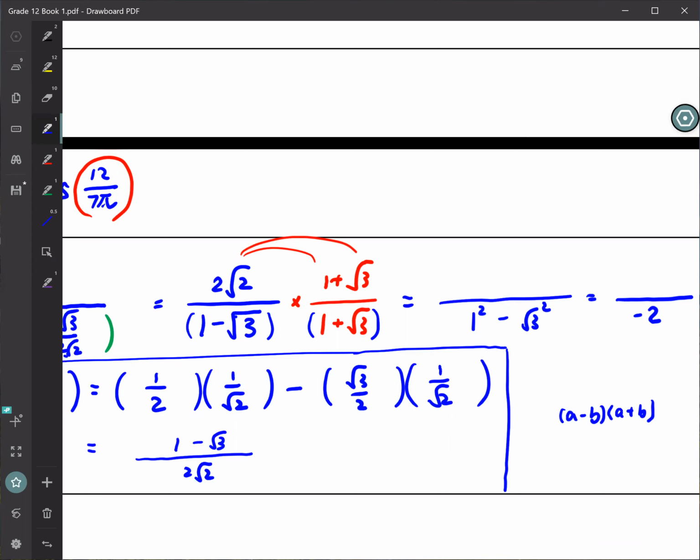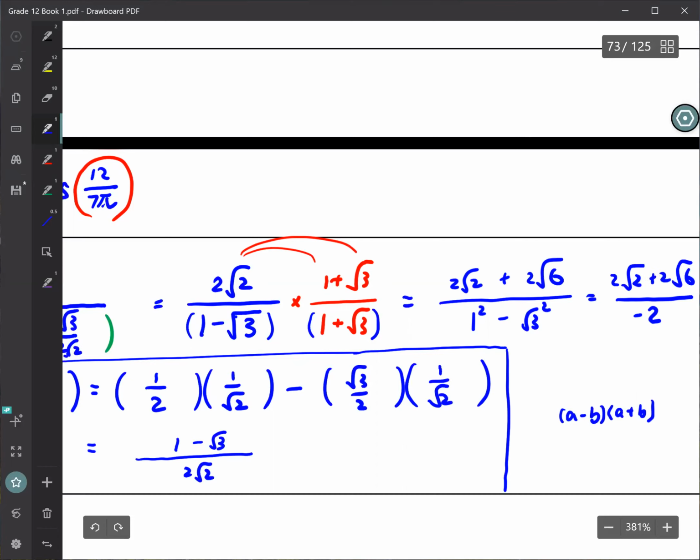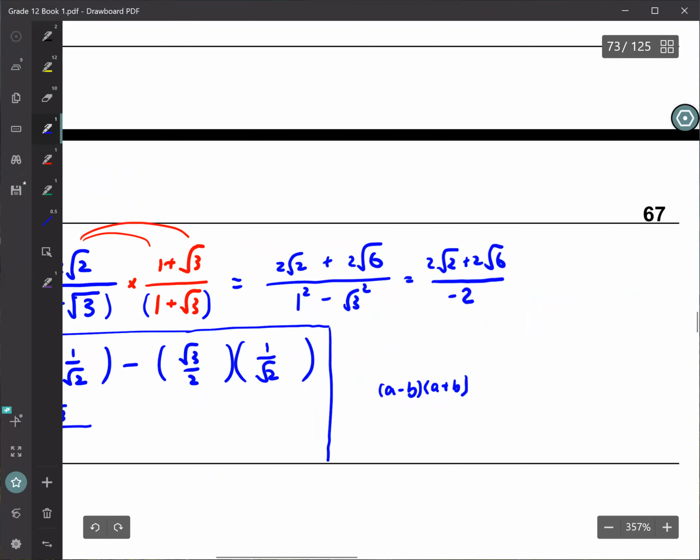Cindy? Two, 2 root 2, and then plus 2 root 6. Yes, okay. So 2 root 2 plus 2 root 6. Will that be the final answer?